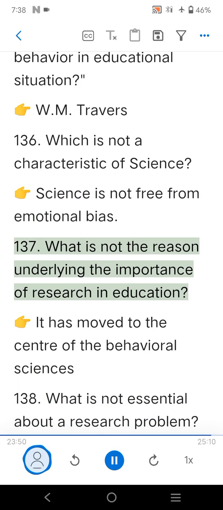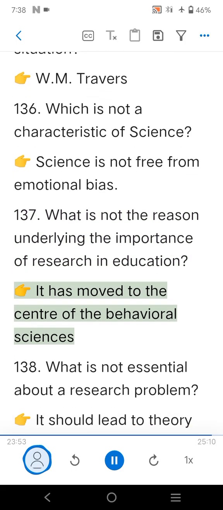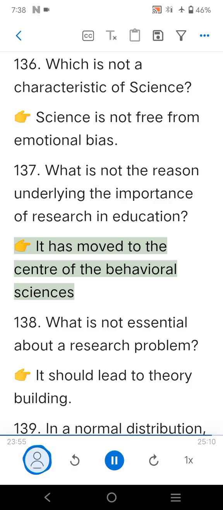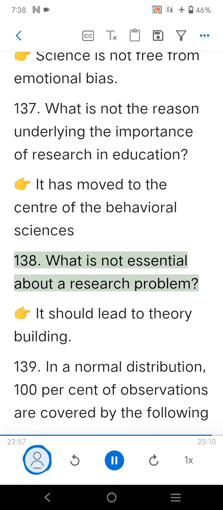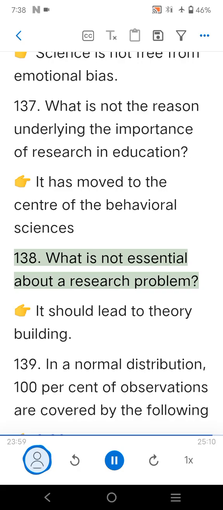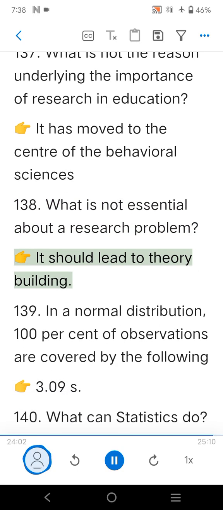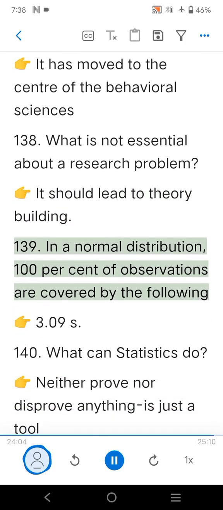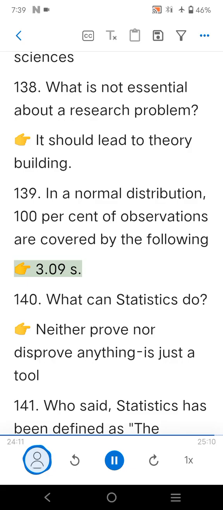137. What is not the reason underlying the importance of research in education? It has moved to the center of the behavioral sciences. 138. What is not essential about a research problem? It should lead to theory building. 139. In a normal distribution, 100% of observations are covered by the following. 3.09s.